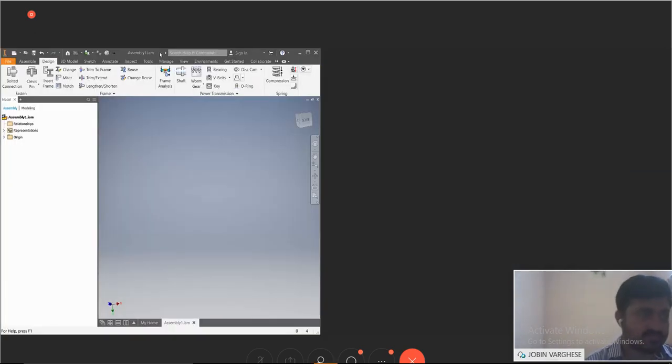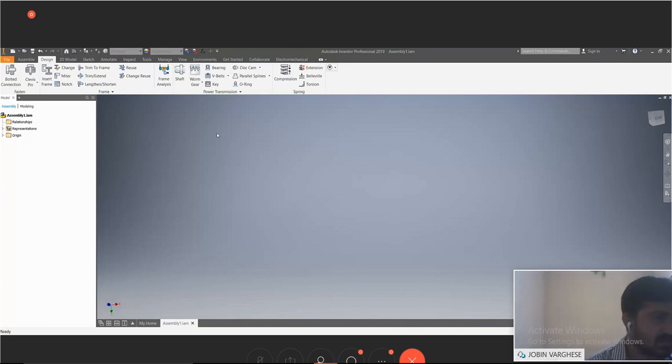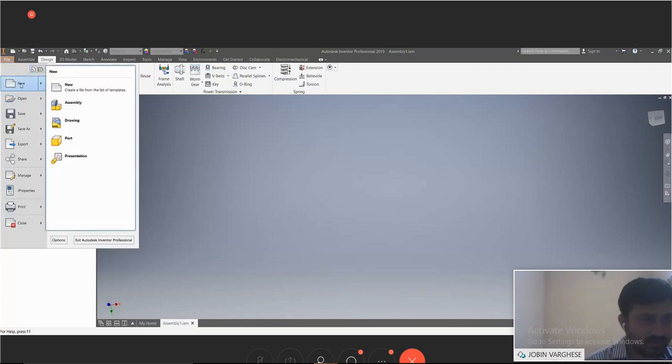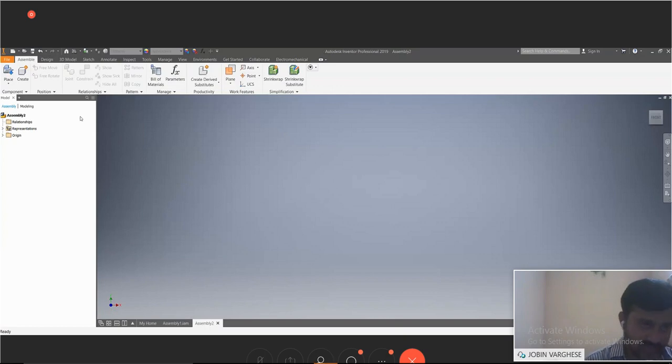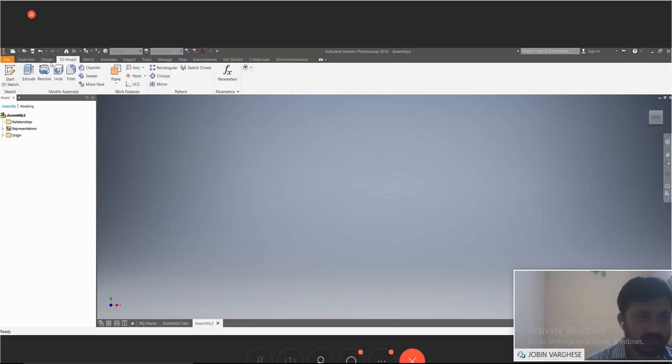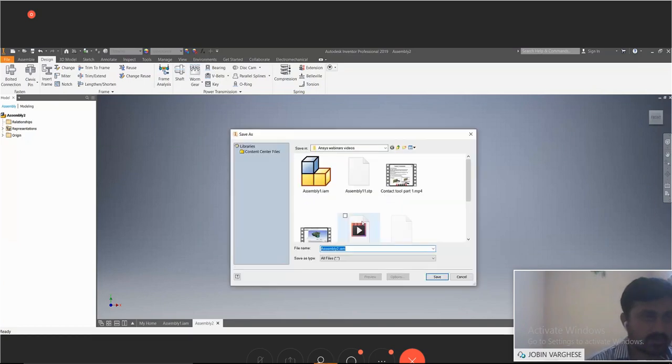So I hope the screen is visible. This is Autodesk Inventor. If you are passionate enough, we can see these things without just designing. We can go to file, new assembly in Autodesk Inventor. Once we come to the assembly, we can go to design in this part, and many components you can see over here. I'm just showing you the worm gear. So we can take the worm gear.